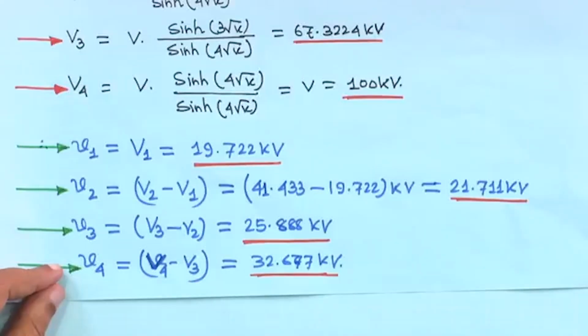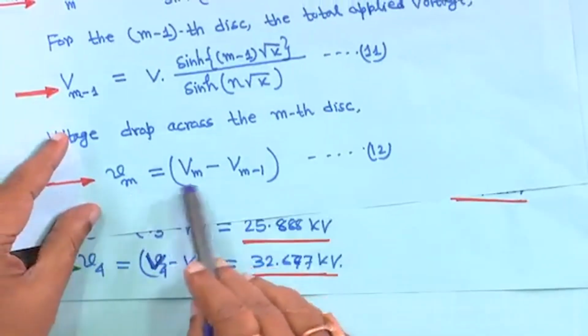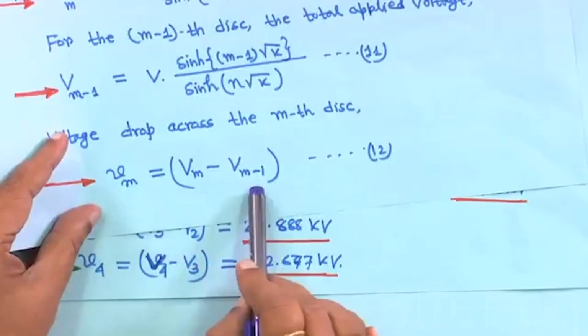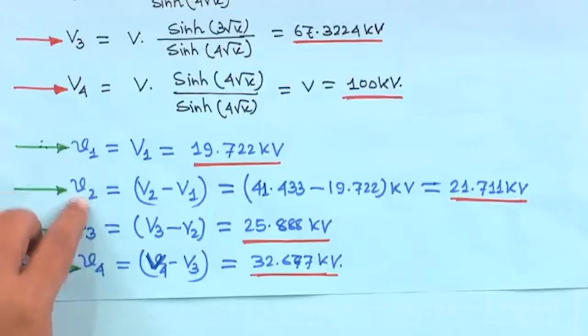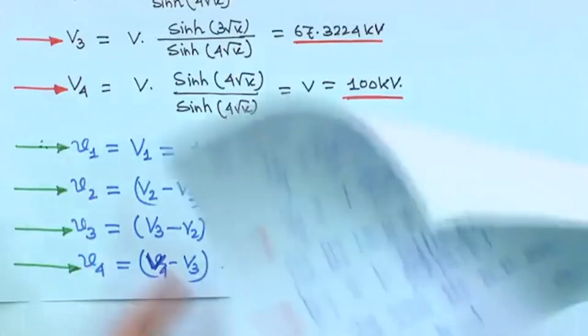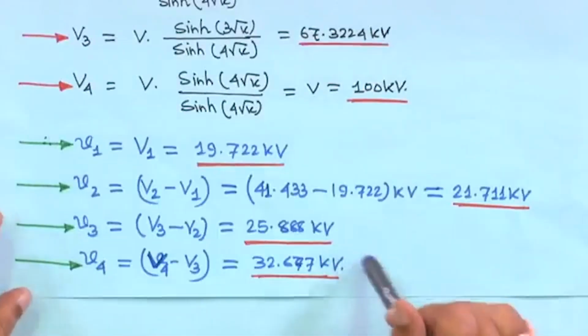That means this expression you can use. If you put n, it will be Vn minus V(n-1); that is equation 12. So, with that we are getting all the small v1, v2, v3, v4 using equation 12, and these are all the voltages.